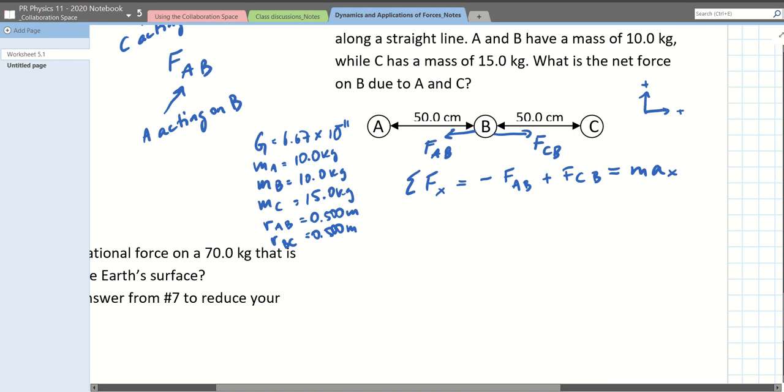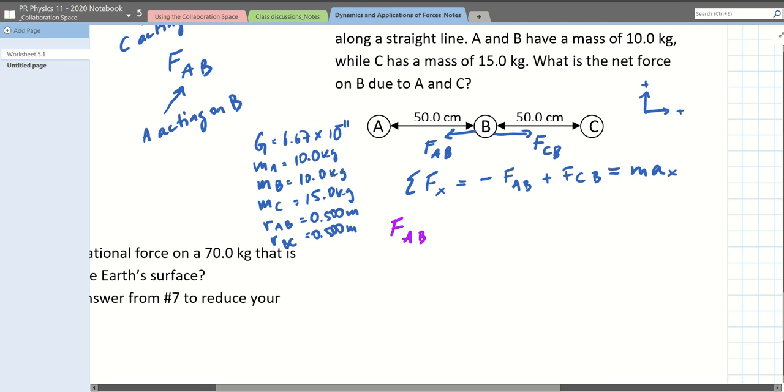Now when we do that, we're just going to find the magnitudes of them. So let's do force AB, and then we can make it negative later if we need to when we do the net force. So remember this sigma Fx means sum of forces, or F net. People still may be a little confused about notations.